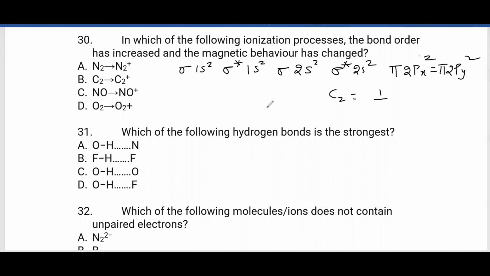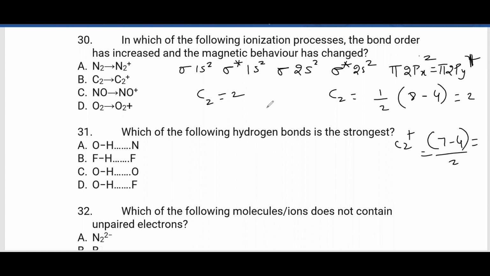Number of bonding electrons, it is 8. Anti-bonding 4. So the bond order is 2 for C2. And what about C2 plus? We need to remove one electron, make this one electron. And now it is 7 minus 4. If it is 7 minus 4, that is by 2, isn't it? 3 by 2, and it is for C2 plus 1.5.